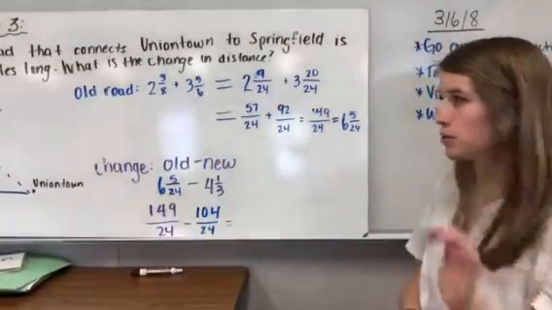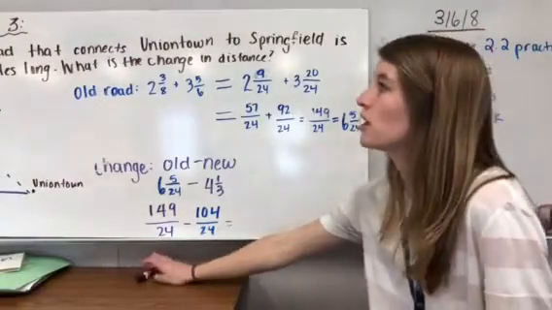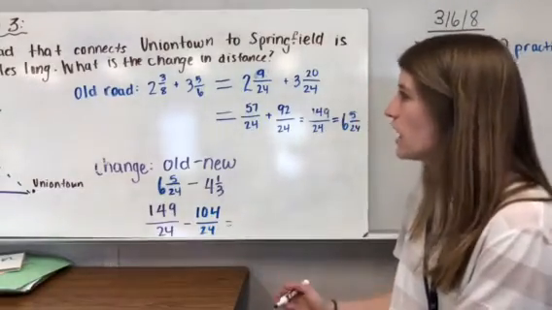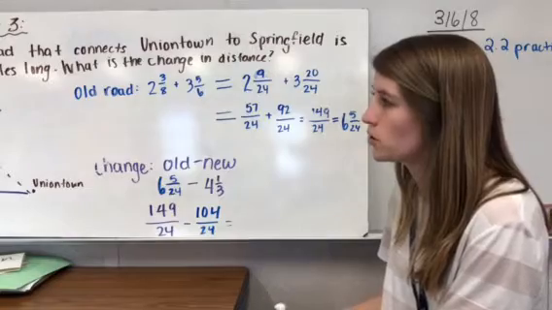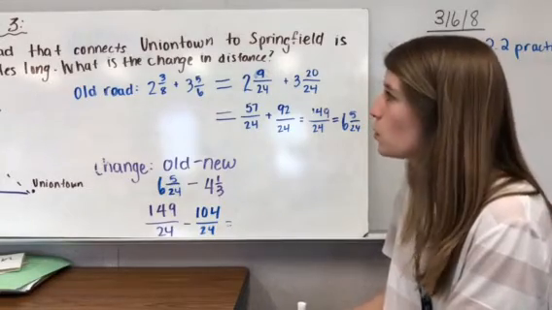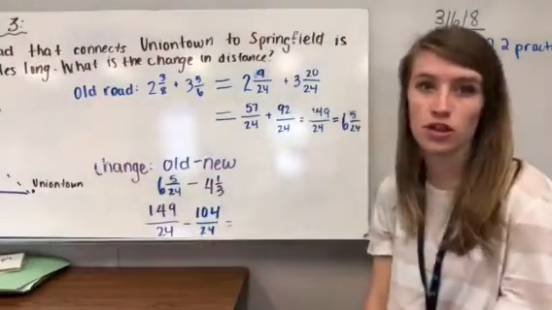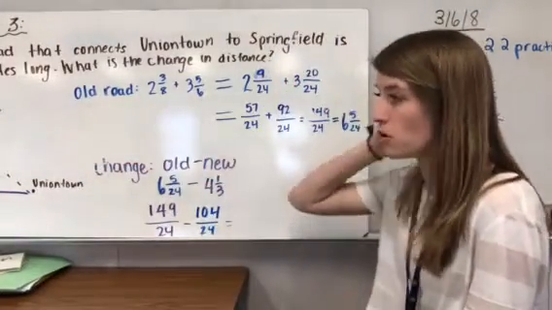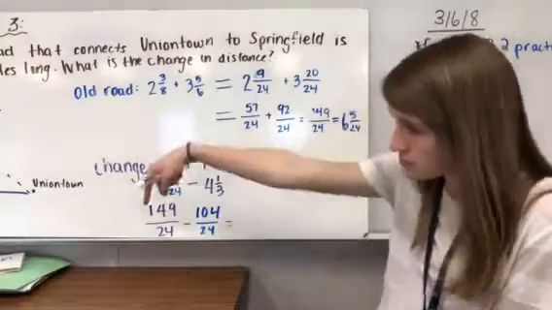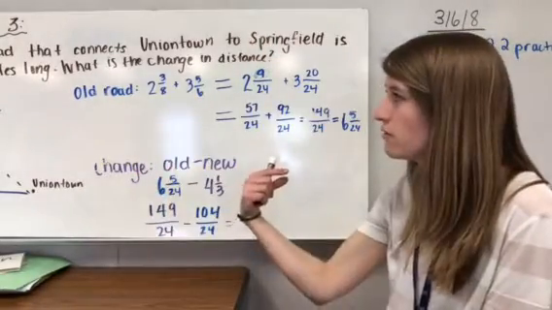Okay, here's example number 3. Again, this is a distance question. A new road that connects Uniontown to Springfield is 4 1/3 miles long. What's the change in the distance? So this new dotted line road is 4 1/3 miles long. The old road, though, I used to have to go 2 3/8 and 3 5/6.